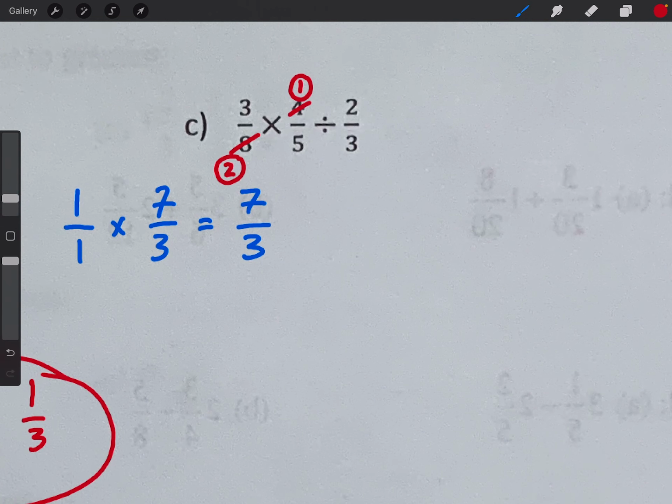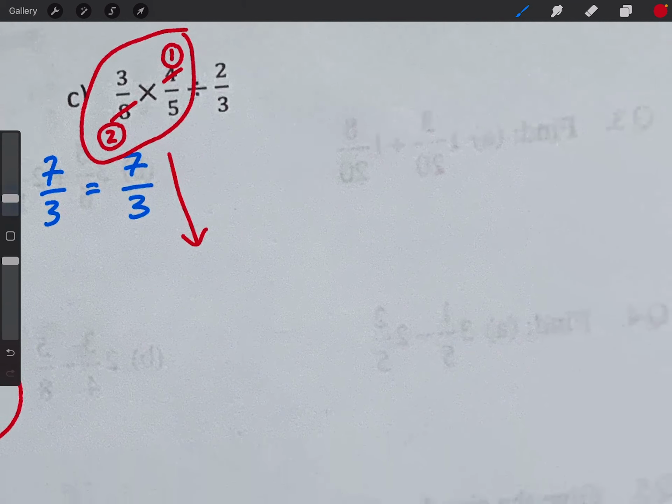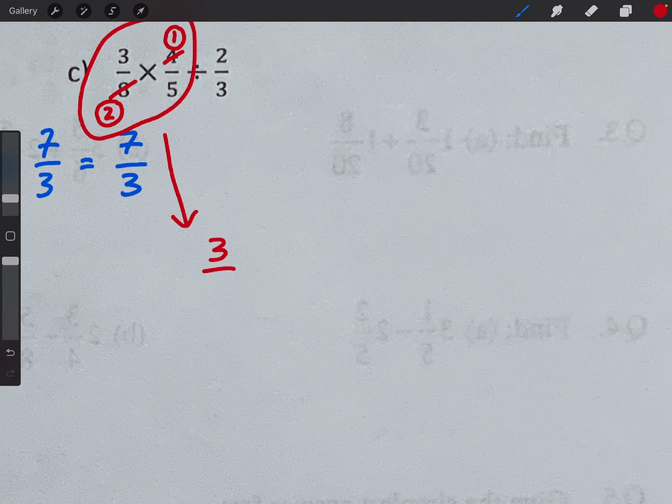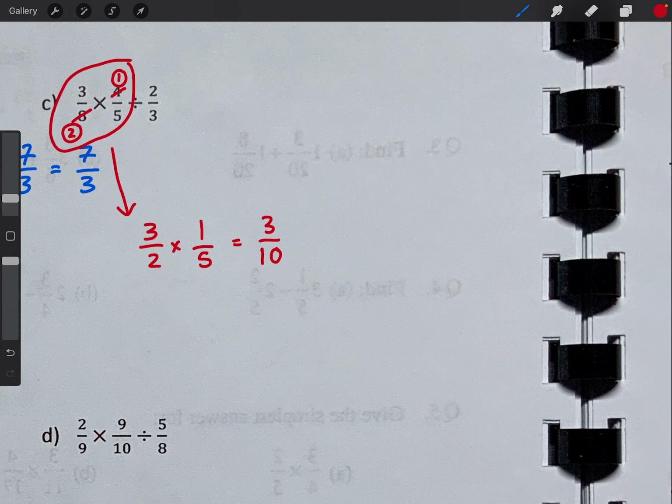So now, this whole thing, I'm going to put it down here. You get 3 over 2 times 1 over 5. And let's see what that gives us. Well, we can't simplify any further. These are all prime numbers. So let's just multiply it across. 3 times 1 is 3. 2 times 5 is 10. So the answer is 3 on 10. Okay, so that first part comes to 3 on 10.